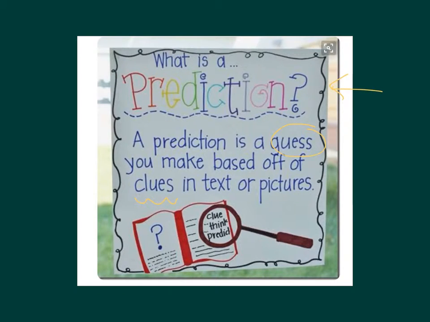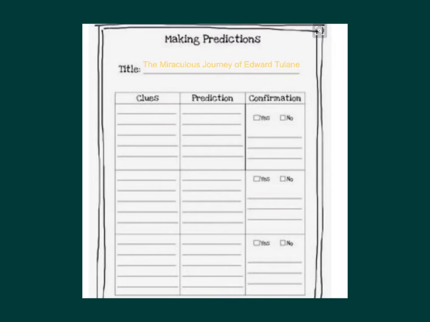Readers, if you don't have evidence from the text, then it's not an accurate prediction because there's nothing to back it up. Then it's just a plain old guess and doesn't have anything to do with the book that you're reading. So it's very important that we always have evidence from the text.